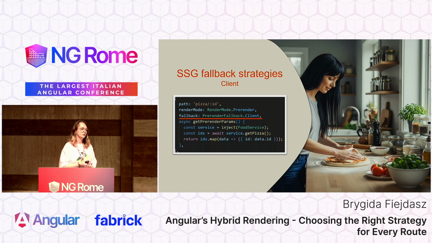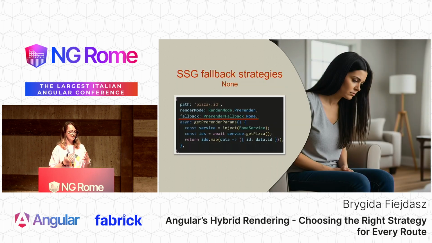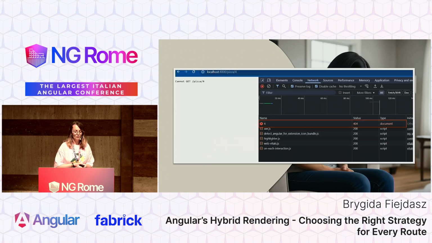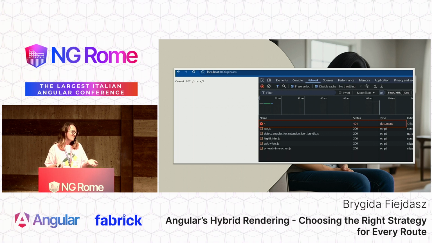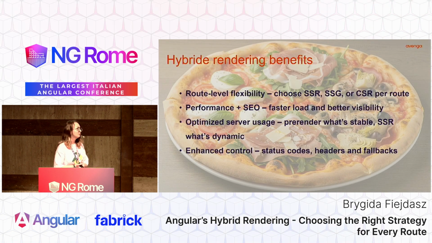But what about when you don't have your frozen pizza, don't have ingredients, and don't have money to buy it? Then you are probably really sad, hungry, and maybe annoyed. So this is the third one, the none strategy, so nothing happens. And we just get a 404 status here. So it's a little bit sad. Okay, so that's it for now. It's time for a sum up.